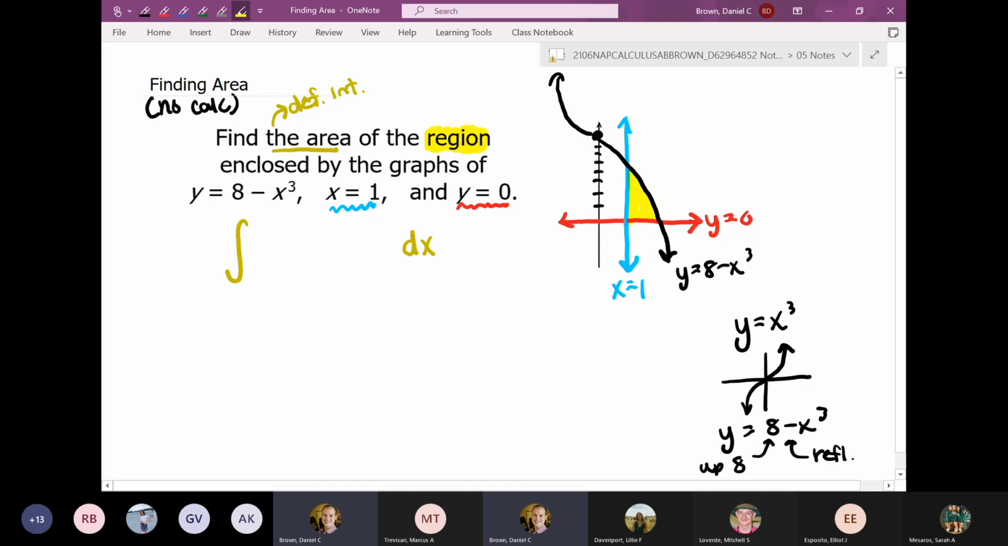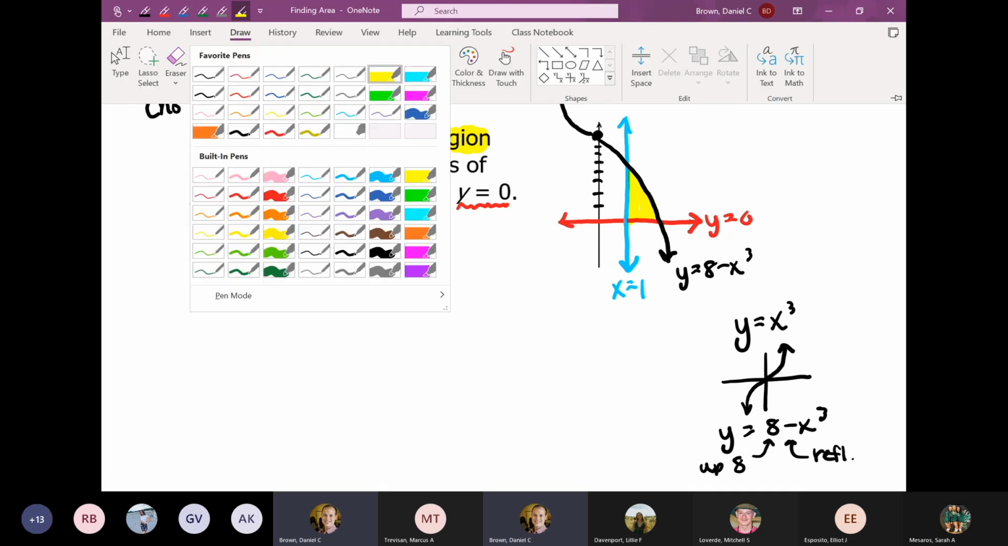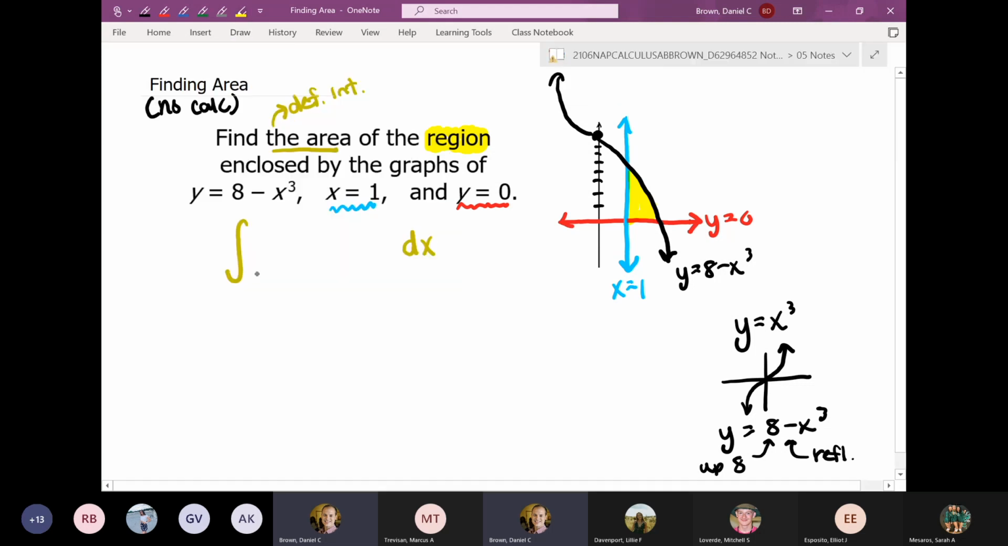So if I'm looking at this one, I can see that this region is starting at x is equal to 1. That was pretty easy to fill in. The curve that we're looking at is, of course, 8 minus x cubed. What we're missing right now is this upper limit of integration. So we want to figure out where this region is ending.